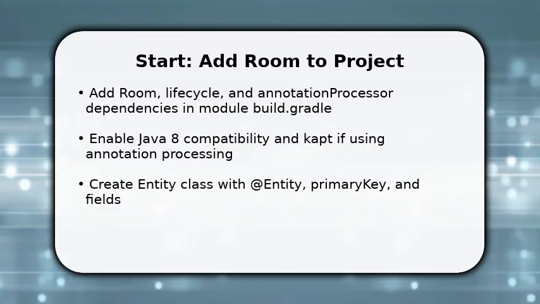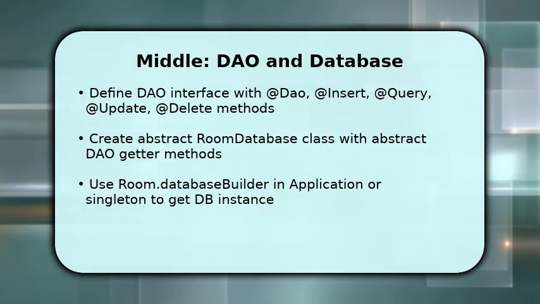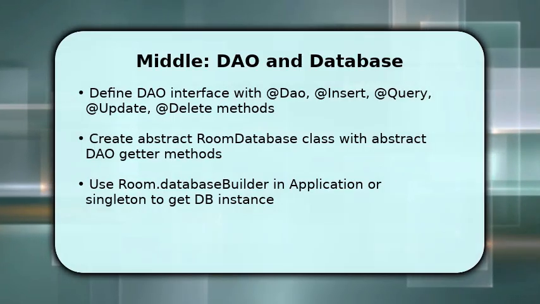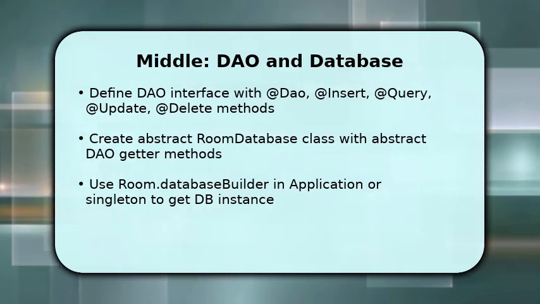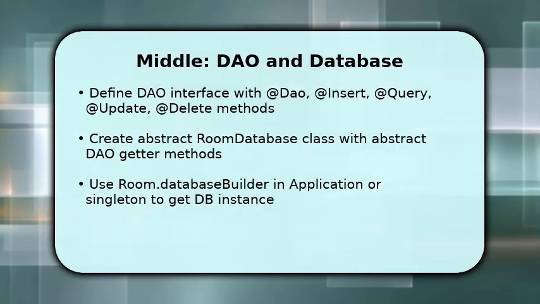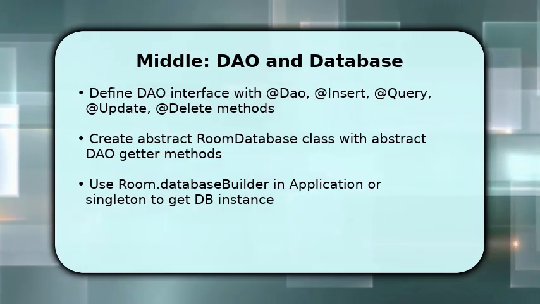Now you define your data access layer. Create a DAO interface with typed methods annotated with @Query, @Insert, @Update, and @Delete so Room knows how to implement them. Then implement an abstract class extending RoomDatabase annotated with @Database, listing entities and version. Include abstract methods to return your DAOs.